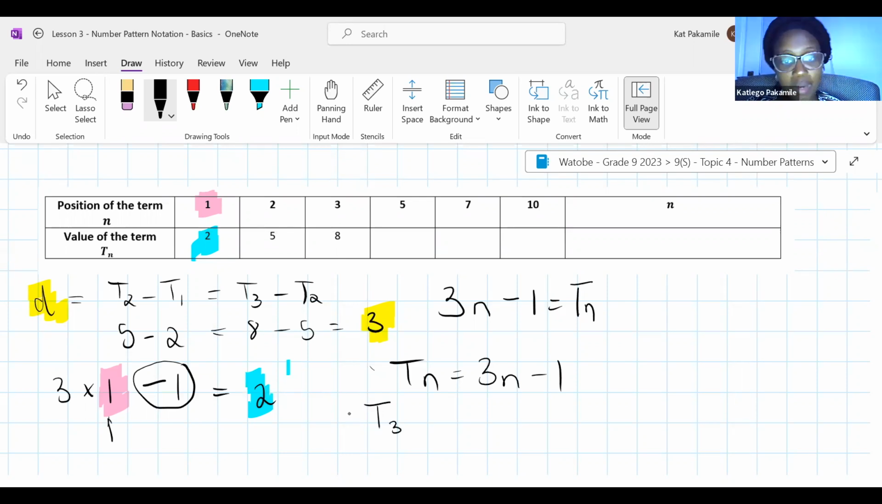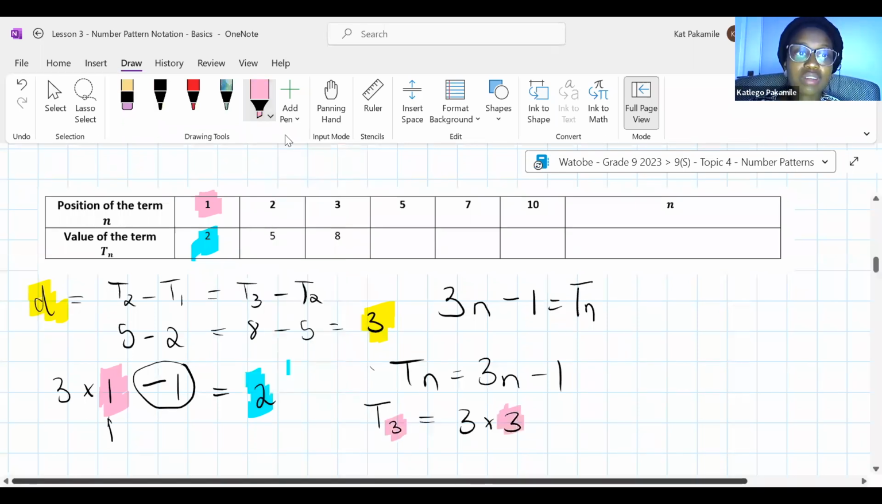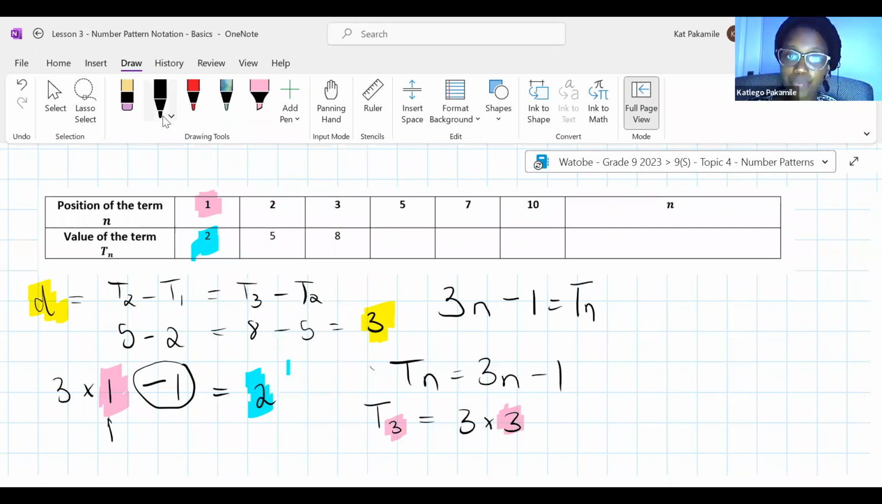Term number 3 is equal to 3 times 3, because I'm working with 3. If there's a 3 at the bottom of the T, because that is your position, there must be a 3 over there, because they're both N. So N can't be 5 and 7 at the same time. If N is 2, N is 2 everywhere. So it's going to be 3 times 3, and this is going to be minus 1.